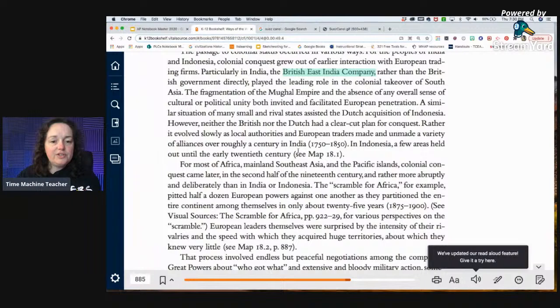A similar situation of many small and rival states assisted the Dutch acquisition of Indonesia. However, neither the British nor the Dutch had a clear-cut plan for conquest. Rather, it evolved slowly as local authorities and European traders made and unmade a variety of alliances over roughly a century in India. In Indonesia, a few areas held out until the early 20th century.